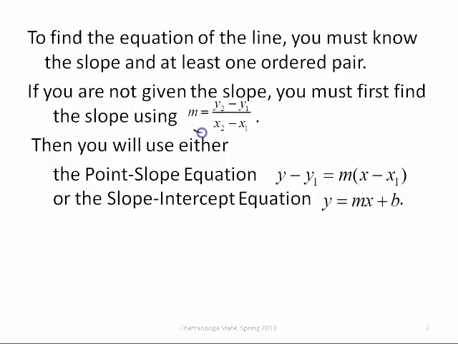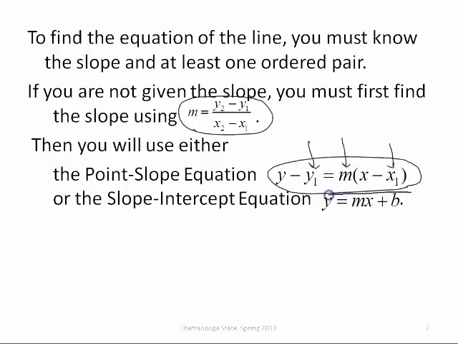Our slope equation to find the slope is second y minus the first y divided by the second x minus the first x. Then you have two options. You can use the point slope equation, y minus y sub 1 equals m times x minus x sub 1, where the y with the subscript of 1 and the x with the subscript of 1 form an ordered pair. So we get those values from our ordered pair. We plug in values from our ordered pair and we plug in our slope.